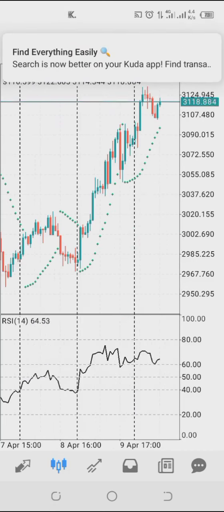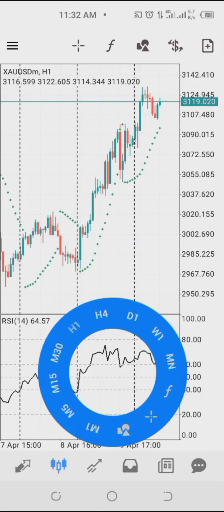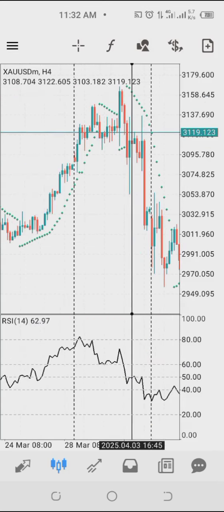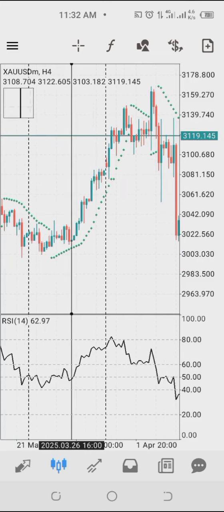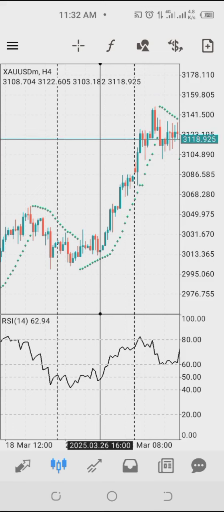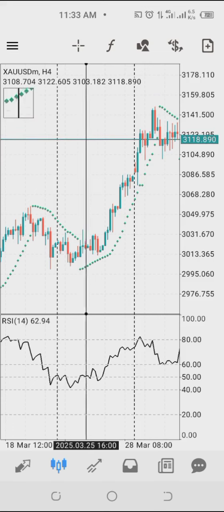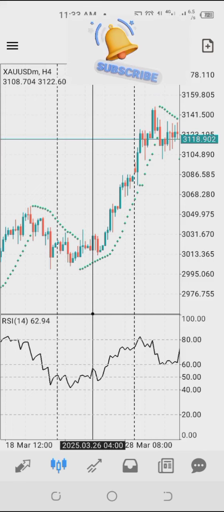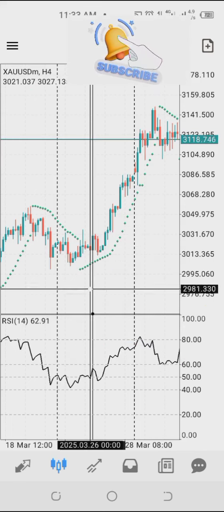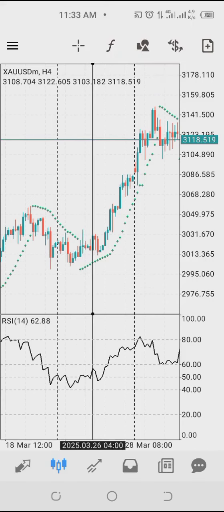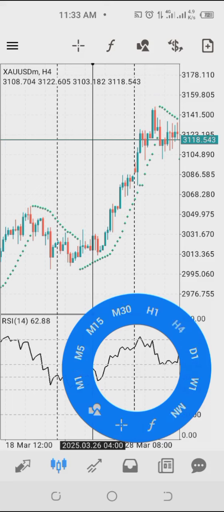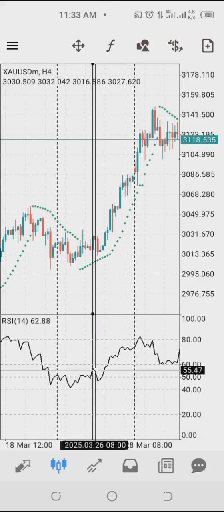Now I'm going to show you a buy setup. For the buy setup, it is similar. All you need to do is firstly go to your H4 time frame. Firstly the parabolic SAR, as you can see, has started printing beneath, so it means that it has started rising. So I'll wait for my RSI to get above 50.